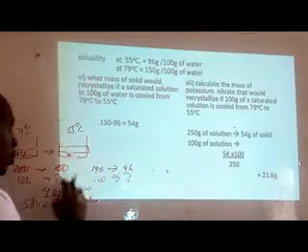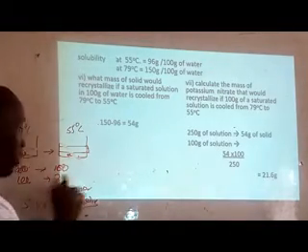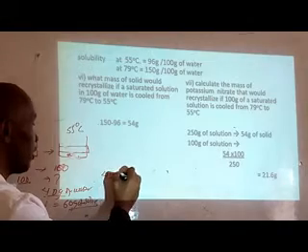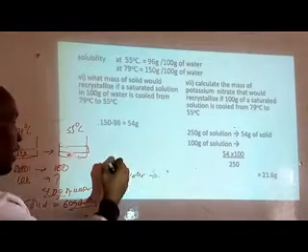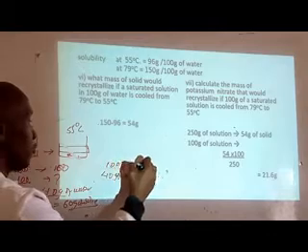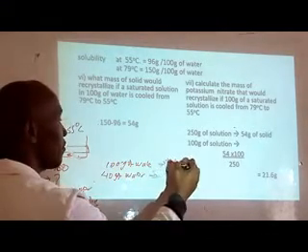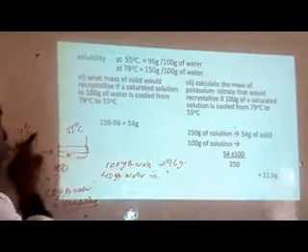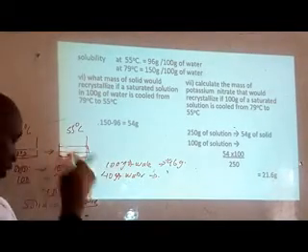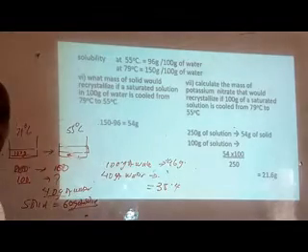Now I cool. The water remains constant, so I still have 40 grams of water. How much solid can it contain? If 100 grams of water can hold 96 grams of the solid, what about 40 grams of the water? Because cooling does not change the amount of water. So that is giving 38.4 grams of the solid.